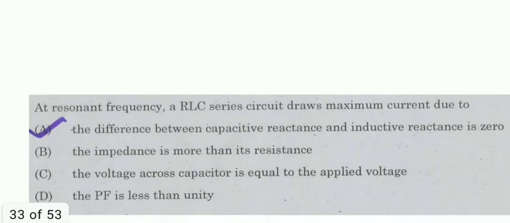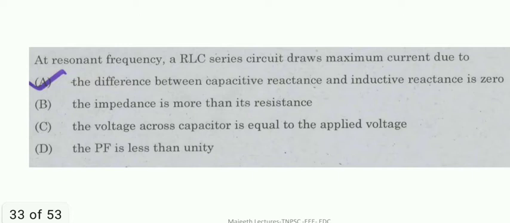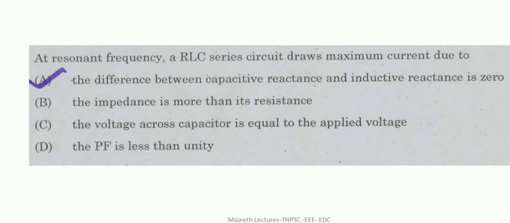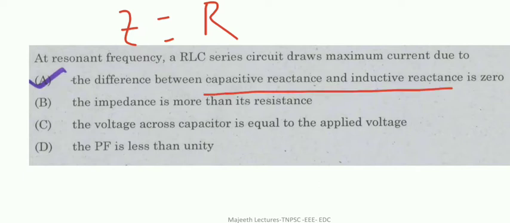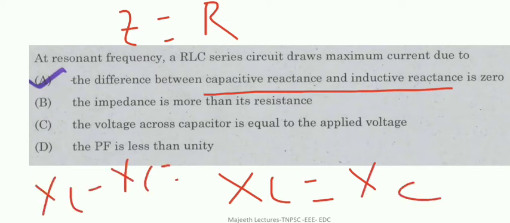Next one, at resonant frequency, the RLC series circuit draws maximum current due to what? At resonant frequency, the impedance is minimum because it is equal to R only, right? So it draws maximum current because the difference between capacitive reactance and inductive reactance is 0, because at resonance XL is equal to XC. So the difference XL minus XC is equal to 0. That's why the resonance circuit draws maximum current. So option A is the right answer.